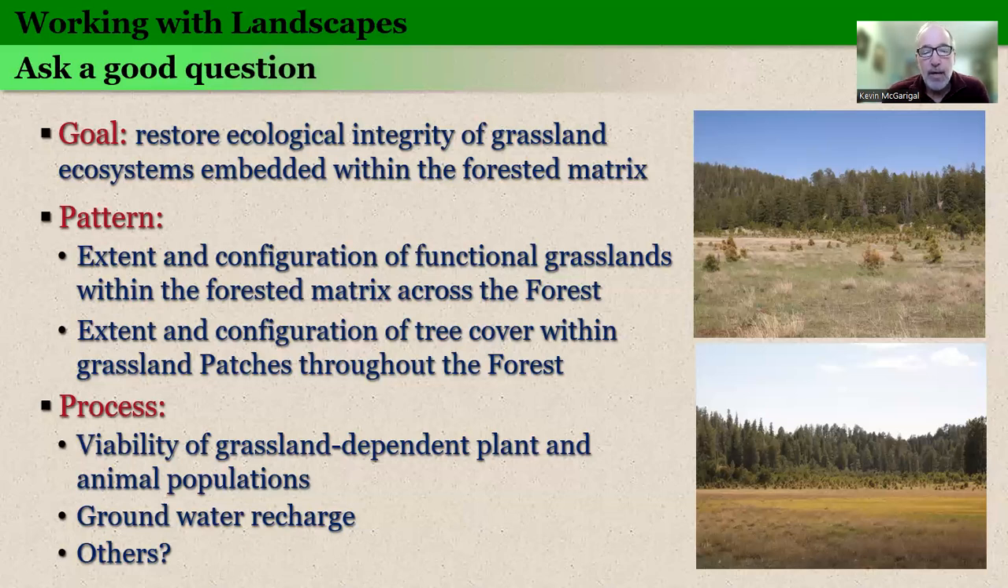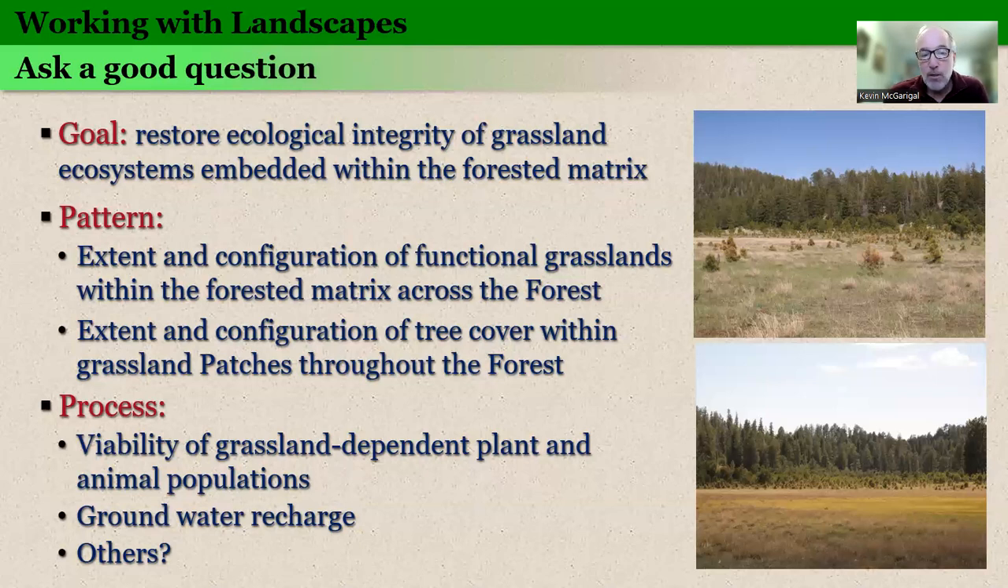On the process side of the equation, there are many possibilities here. An example could be that the process is the viability of grassland-dependent plant and animal populations, which is pretty broad, but nonetheless describes why we care about the extent and configuration of functional grasslands or of tree cover within grassland patches. It's because we care about the grassland-dependent plant and animal populations and their viability.